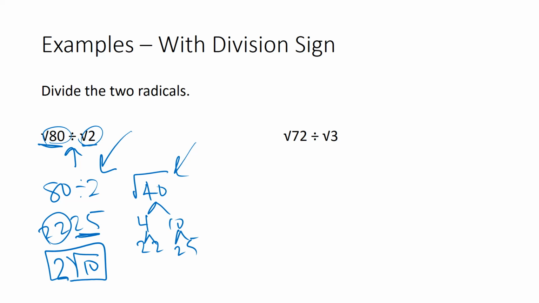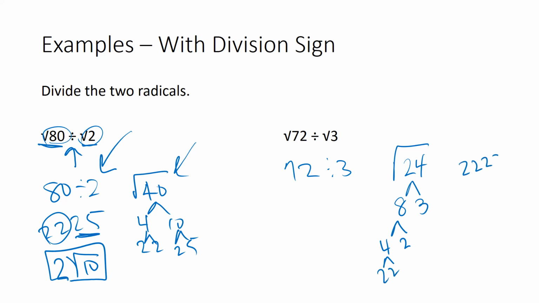Okay? We're going to do the same thing on the second one here, the square root of 72 divided by the square root of 3. So 72 divided by 3. Look at the radicands first. Well, 72 divided by 3 is 24. And we're going to take the square root of 24. 24 is really 8 and 3. And 8 becomes 4 and 2. 4 becomes 2 and 2. So we have 2, 2, 2, and 3. Making that perfect square out of those 2's gives us 2 square root 6. And 6 because the 2 and the 3 get multiplied back together. So that's our answer, 2 square root 6.